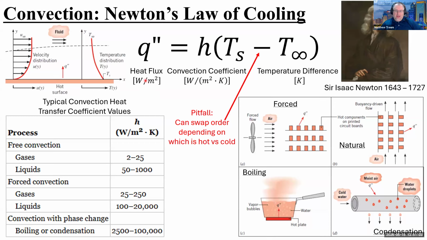So here it is, just like with conduction, we're going to have some sort of heat flux in units of watts per meter squared, right? So energy per unit time per unit area. It's going to be equal to a temperature difference. So T_s is the temperature of the surface from which heat is being transferred, and T infinity is the temperature of the surrounding environment or the surrounding air, right? Far away from the plate, far away from the surface.